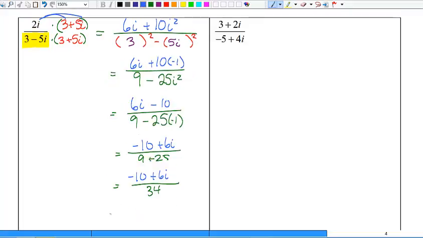So then I want to reduce this into negative 10 over 34 plus 6 over 34i. Now, negative 10 over 34 reduces by 2 to negative 5/17, and 6 over 34 reduces by 2 to 3/17 i. And that is my final answer in a plus bi form. So to remind you, if you have a binomial with an imaginary number in the denominator, to get it out of the denominator so that you can write it in a plus bi form, you multiply by the conjugate.